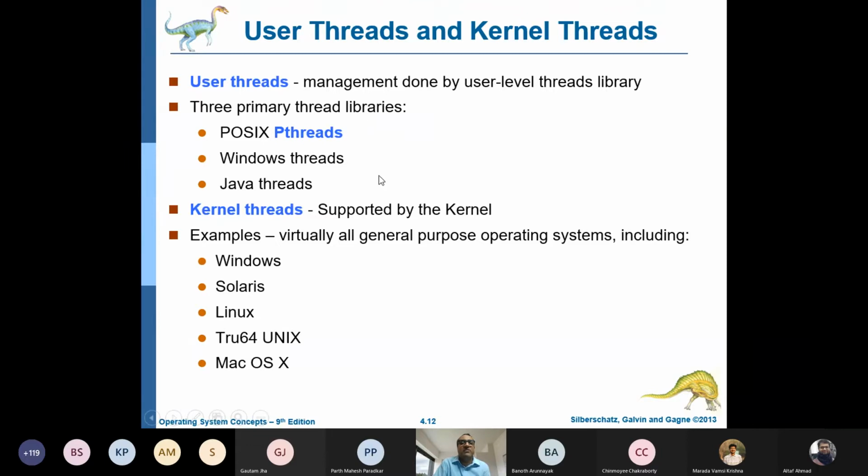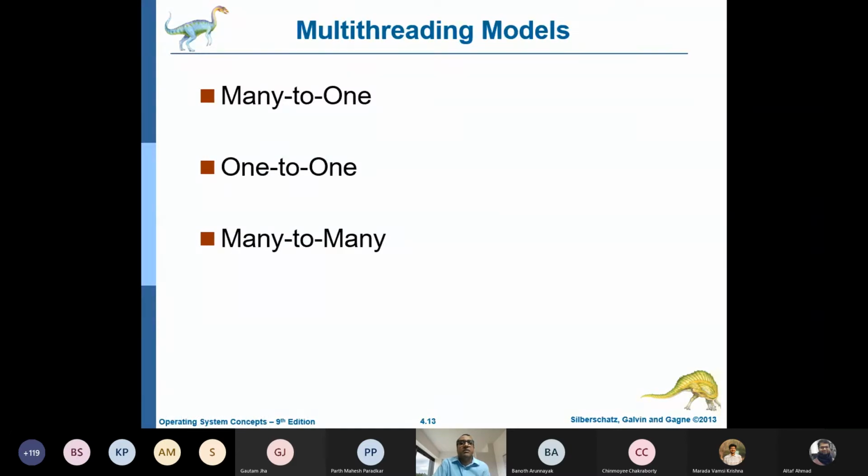There are three main thread libraries: POSIX Pthreads, Windows threads, and Java threads. These are available at both user level and kernel level. Virtually all existing operating systems support multi-threading, meaning the operating system runs as a multi-threaded process. Now we'll see how these multi-threaded models are supported, or what they look like.